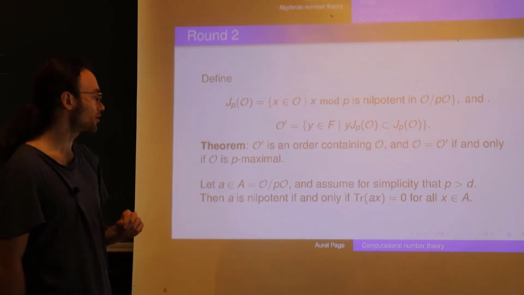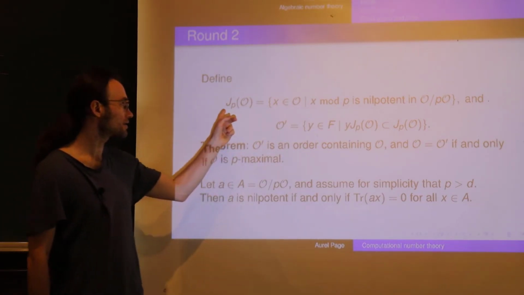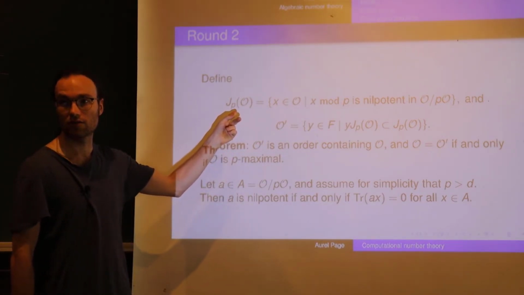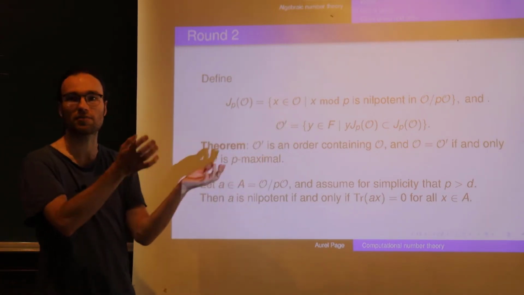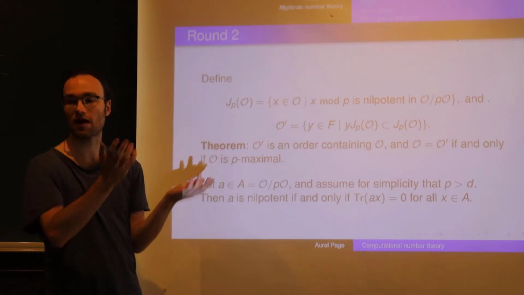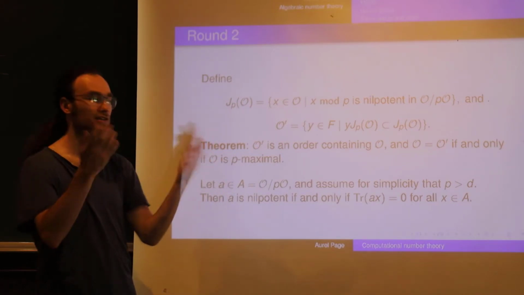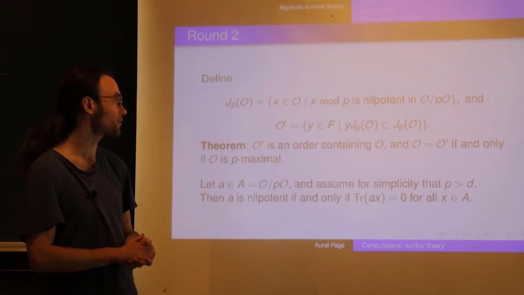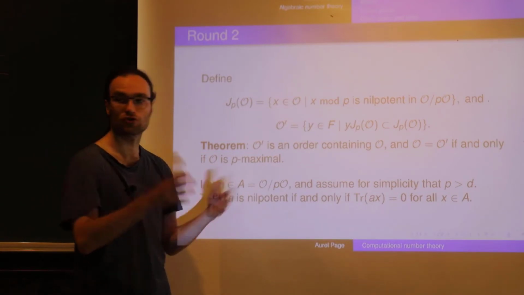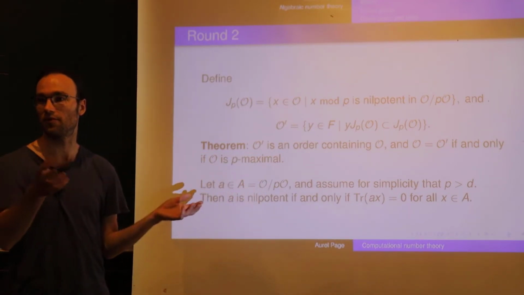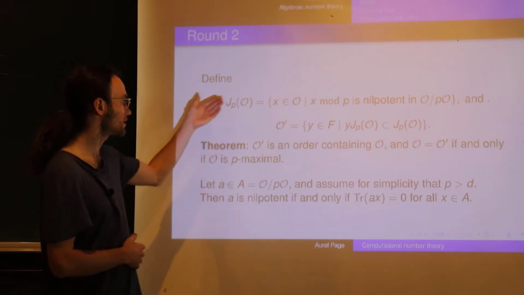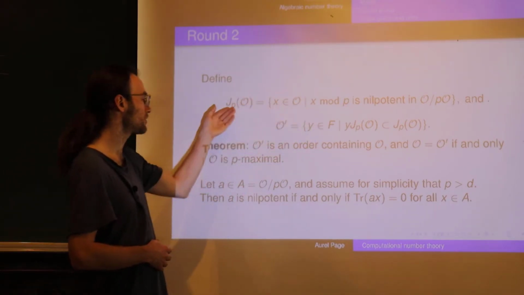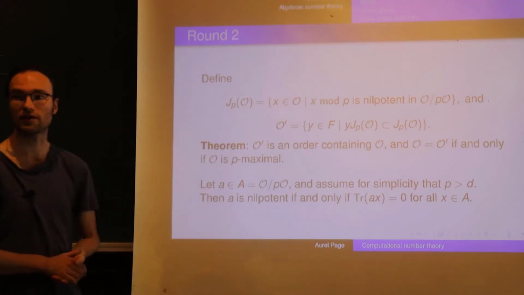So if you think a little bit about it, you can see that this is an ideal. Because, well, modulo P, if you have a nilpotent element, you multiply it by anything, you raise it to a power, you still get 0 for large enough power. And that's also true for sums by the binomial expansion. Okay? So mod P, you get an ideal, and when you lift it, you still get an ideal.